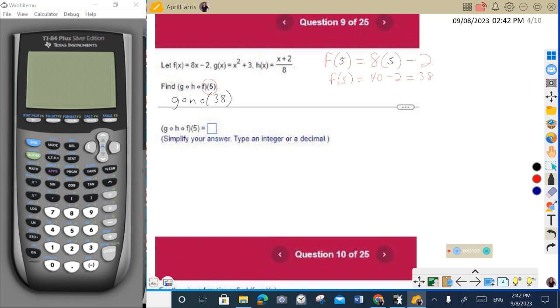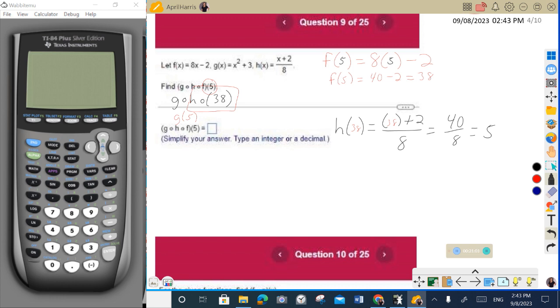So now I'm finding the h of 38. So I'm going to go to the h equation, and everywhere there's an x, I'm going to plug 38 in. So h of x equals stuff plus 2 over 8. And instead of x, I'm plugging in 38. 38 plus 2 is 40. 40 divided by 8 is 5. So where the h of 38 is, that's really just finding the g of 5.